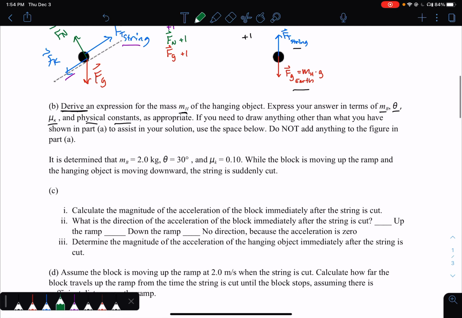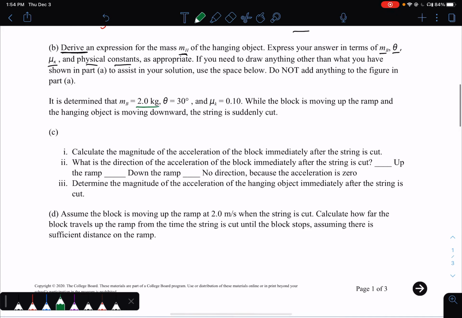Okay, so it's determined that MB is 2 kilograms, the angle is 30 degrees, mu K is 0.1, and while the block is moving up the ramp, so the block is actually still sliding up the ramp, the string is suddenly cut. And part I is to determine what is the acceleration of the block after the string is cut.